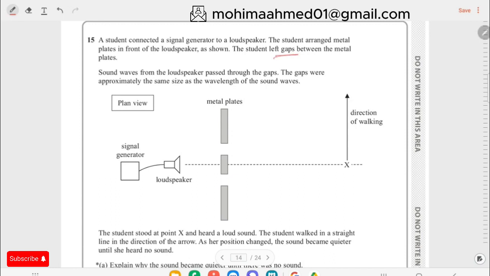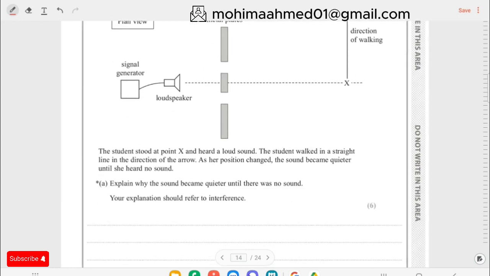The gaps are obviously important because they cause diffraction to occur. The sound waves from the loudspeaker pass through the gaps. The gaps were approximately the same size as the wavelength of the sound, which indicates maximum diffraction occurs, right? The student stood at point X and heard a loud sound. The student walked in a straight line in the direction of the arrow. As her position changed, the sound became quieter until she heard no sound.